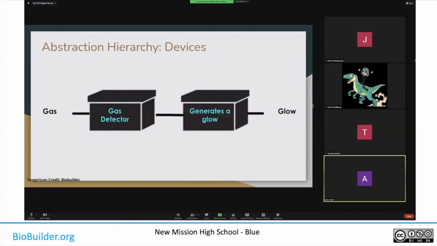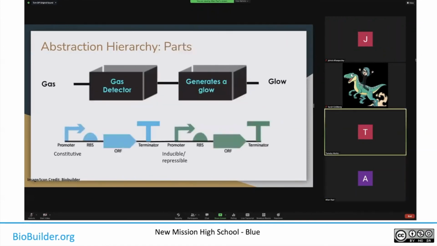And basically our 2 devices are the first device being the gas detector and the second being a feature for generating a glow. The first device will have a constitutive promoter, as it will always be on, detecting for gas. If gas is detected, the first device will generate a protein for the second device to trigger and generate a glow. Otherwise, the second device will stay off.